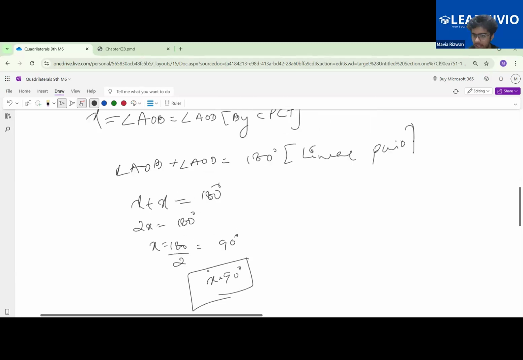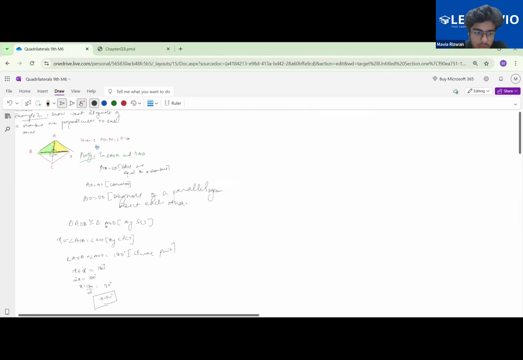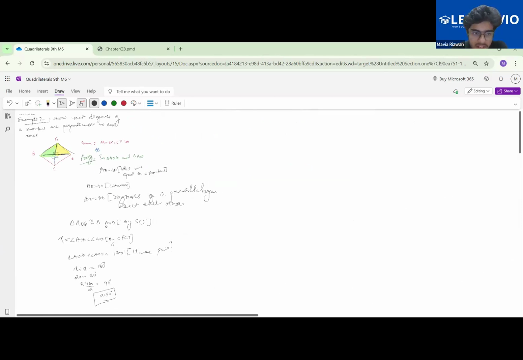And this is what we needed to prove, that diagonals are perpendicular to each other. If this is 90, we know that this would also be 90. This we already proved is 90. This would also be 90 by vertically opposite angles. So it means they are perpendicular to each other. Is this clear to you all? Yes, sir. Okay. Write this down very carefully, understanding each step.